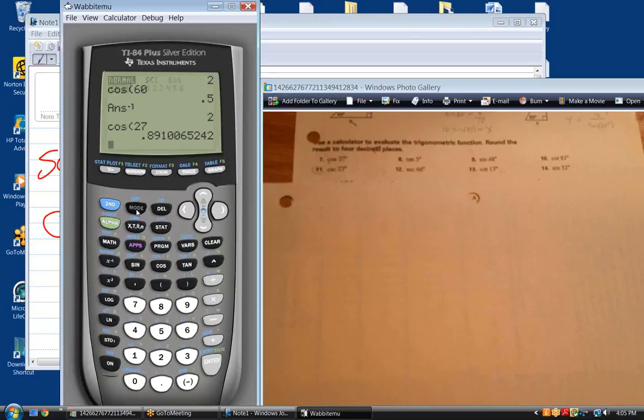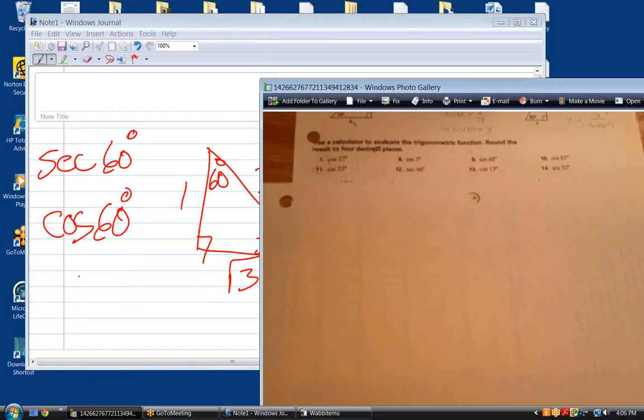Well, you got to make sure you're in the right mode. If I click mode, notice that I'm in degree mode, not radian mode. Yeah. So the way to find out what mode you're in is either to click mode or to do the sine of 30 degrees. If you do the sine of 30 degrees and you don't get 1/2, you're in radian mode. If you're in degree mode, you will get 1/2.